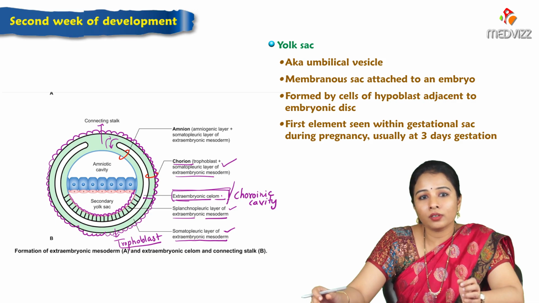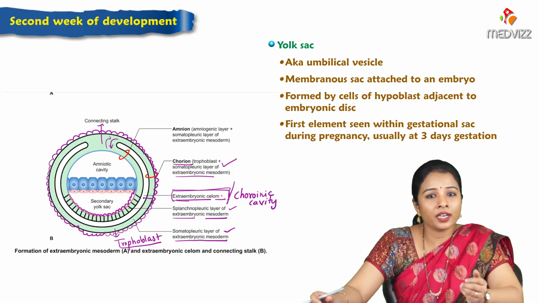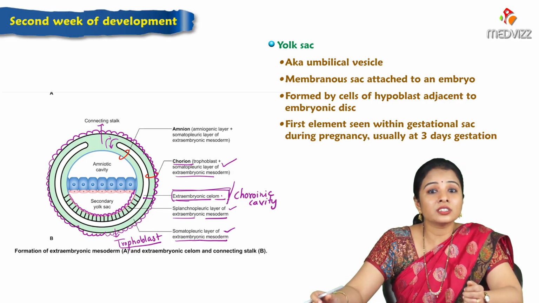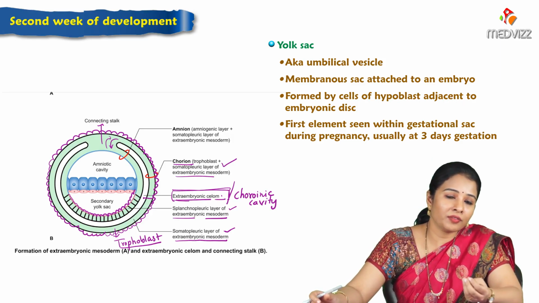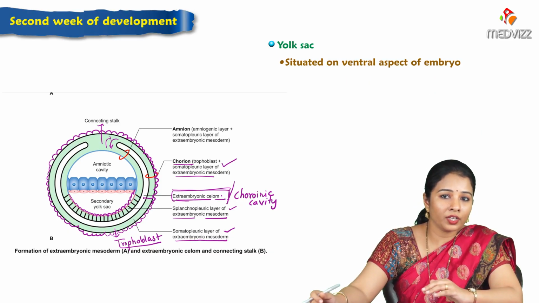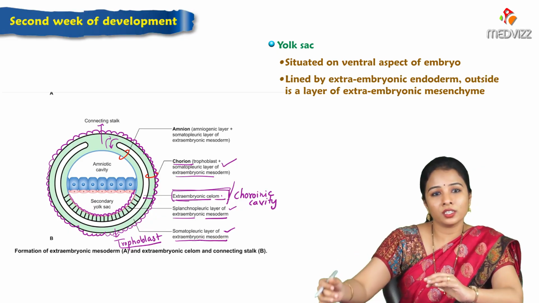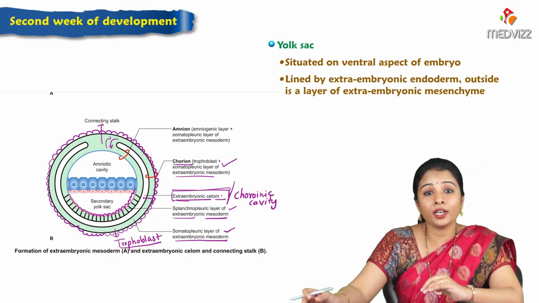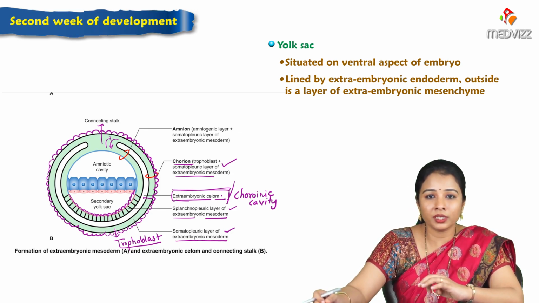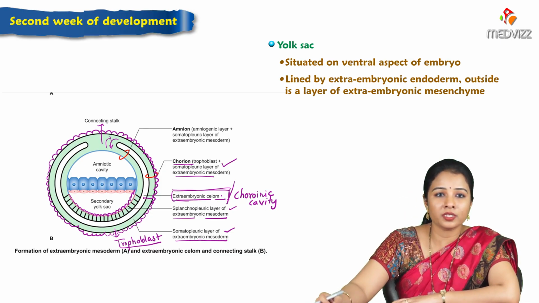So when the woman wants to confirm her pregnancy, under ultrasound guidance, the doctor checks for the gestational sac, that is the yolk sac. Usually at 3 days of gestation itself it appears. This yolk sac is situated on the ventral side of the embryo and it is lined by the hypoblast cells, which are now otherwise called extraembryonic endoderm, and outside which layer there will be extraembryonic mesenchyme, that is the splanchnopleuric layer of extraembryonic mesoderm or mesenchyme.